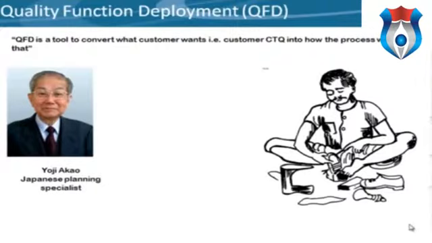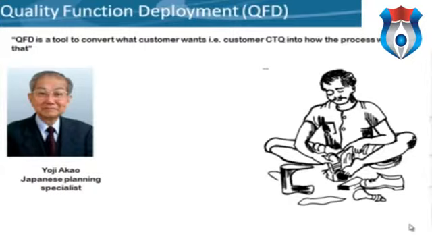Hi all, now in this video we are going to talk about quality function deployment, one of the most frequently used tools in design for Six Sigma. In this video we'll talk about what quality function deployment is, where we can use it, and what the benefits of quality function deployment are. Then later on we will see how we use quality function deployment in real life. We'll see a couple of examples.